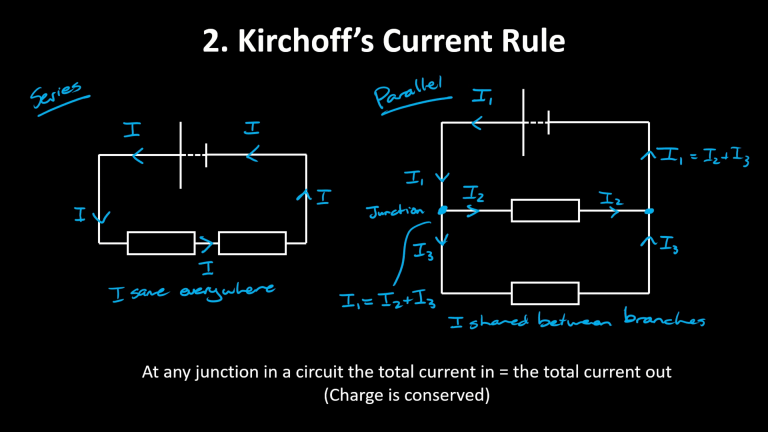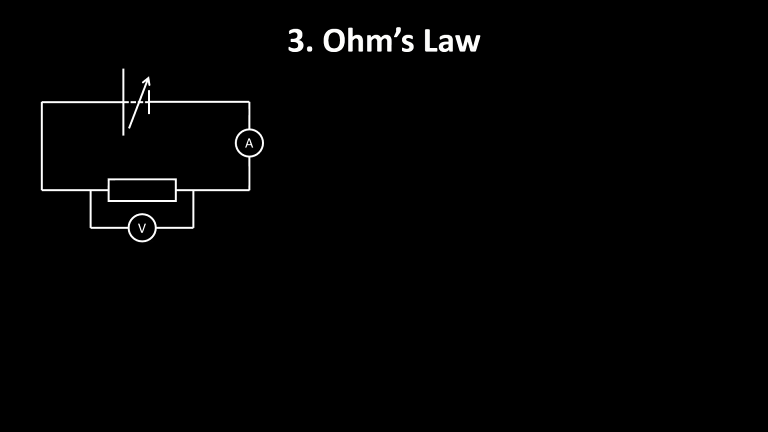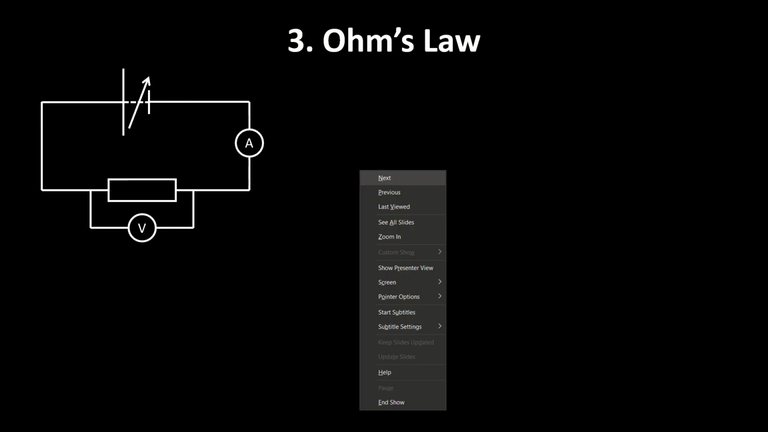Okay. Now, the third thing is really a definition. And this is what we call Ohm's law. So if we had a circuit like this, so we've got a, just change color again.